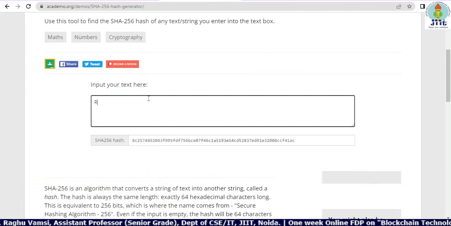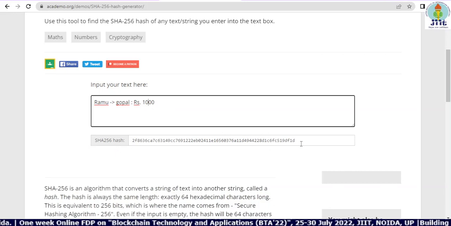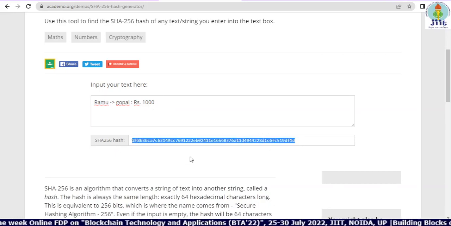So here, Ramu to Gopal, rupees 1000. You look at here, this is the message digest generated. This is the SHA-256 hash function. This is the message digest generated. If you make a small change, look at this, this is the message digest generated.